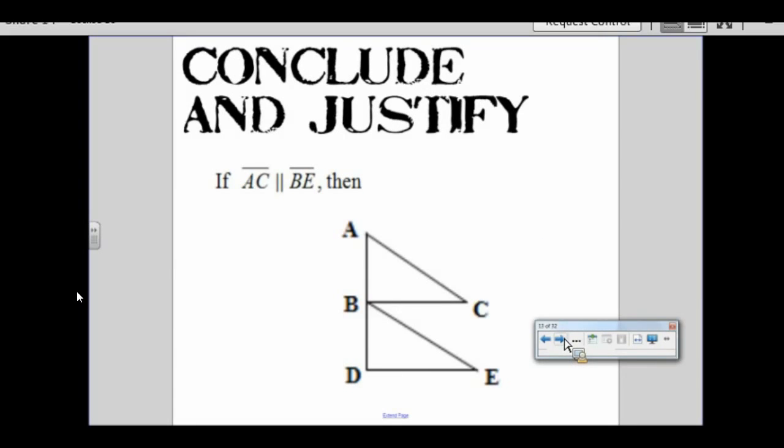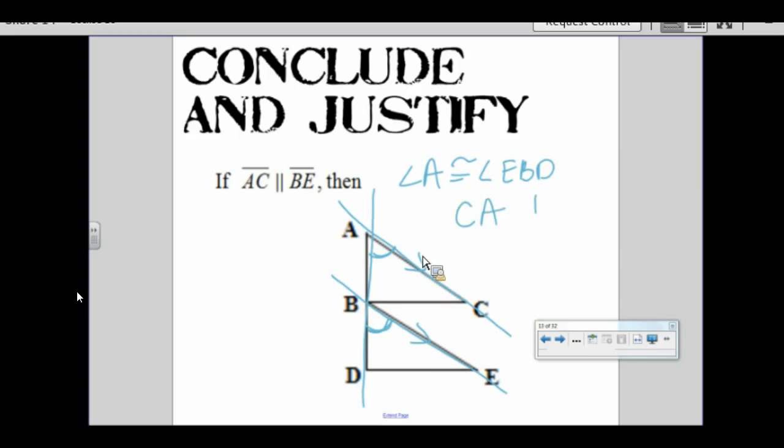If AC is parallel to BE, conclude and justify. Remember, we need our parallel lines. We need a transversal. I don't see alternate interior angles. Those are not here. I do see some corresponding angles. And so I can conclude angle A is congruent, this one I have to name with 3 letters, to angle EBD. And my reason is the corresponding angle theorem.